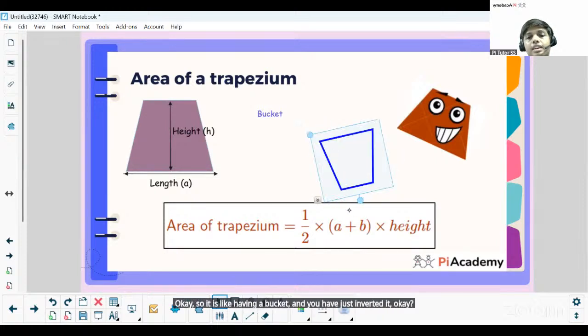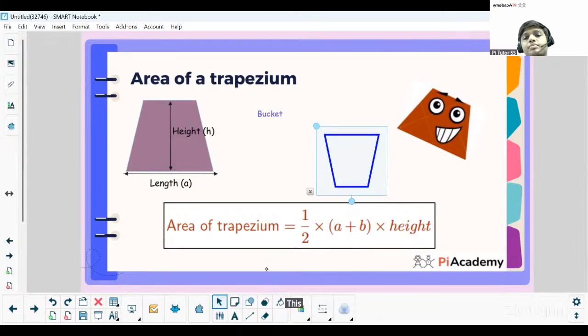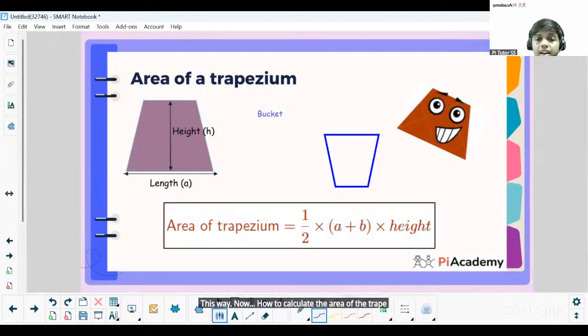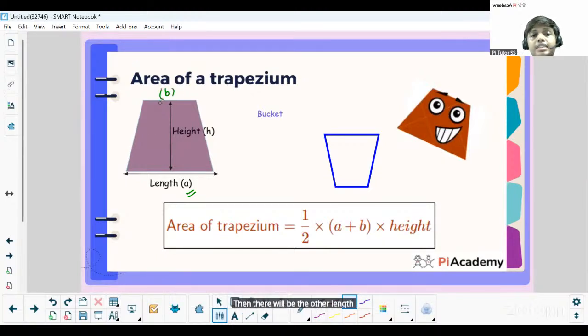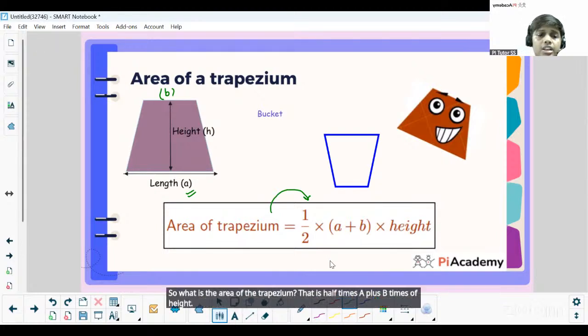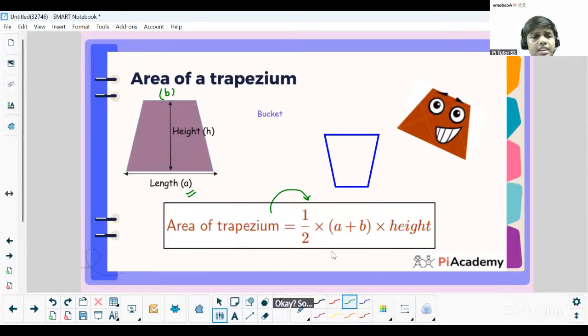Now, how to calculate the area of the trapezium? Always remember there are two parts in it. One is the length which is given to you. Then there will be the other length on the other side that is going to be written down as b. So what is the area of the trapezium? That is half times a plus b times the height. So I think we have listed all of the formulas one by one.